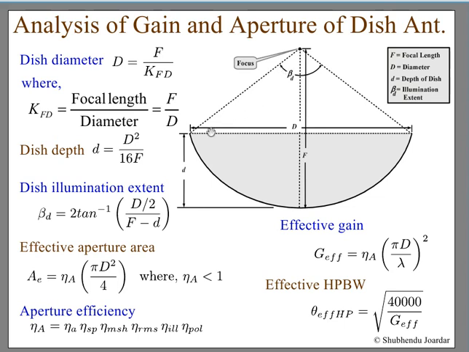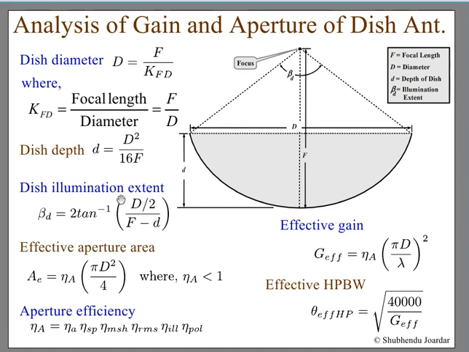The illumination extent of the dish is measured from the focus. This angle, beta d, is the illumination extent. Now, the dish diameter D can be defined through the f by D ratio, or the focal length to diameter ratio. So you can express this diameter in terms of that from this equation. And dish depth is equal to D square by 16f. All these things you can calculate geometrically.